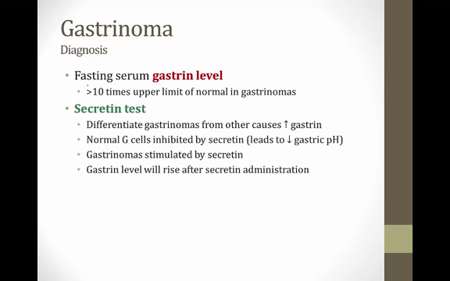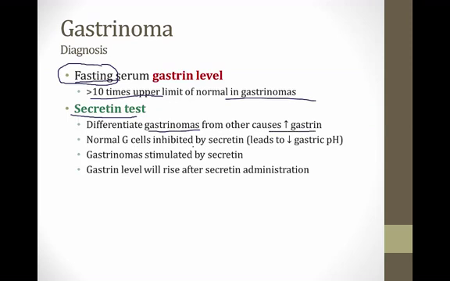You can diagnose a gastrinoma by measuring a fasting serum gastrin level. It's important that the patient is fasting because food stimulates gastrin release. And if a fasting serum gastrin level is greater than 10 times the upper limit of normal, that suggests a diagnosis of a gastrinoma. Another important test that you should be aware of, especially for step 1, is the secretin test. Secretin is another hormone that I'll talk about later in this module, and you can use this hormone to differentiate gastrinomas from other causes of high gastrin levels.